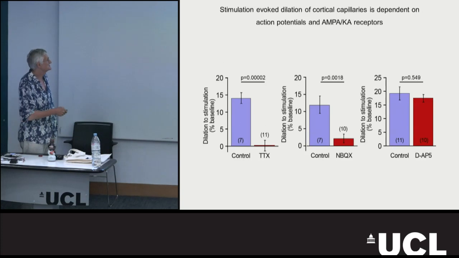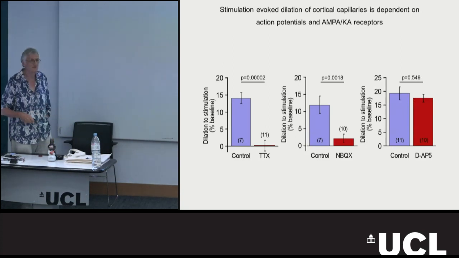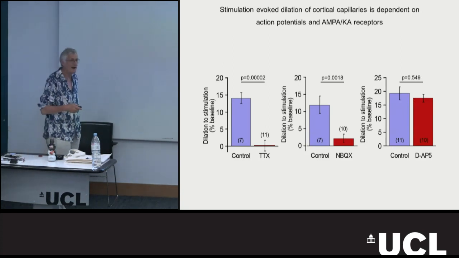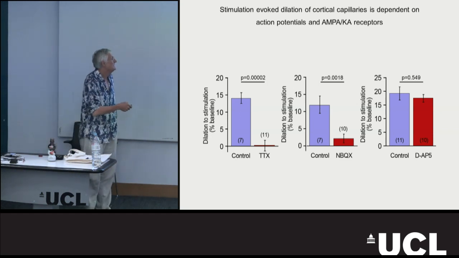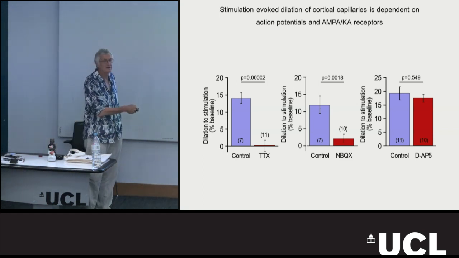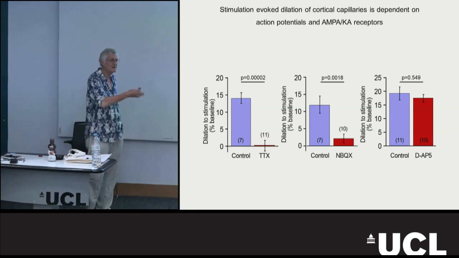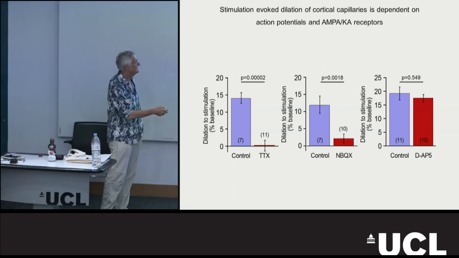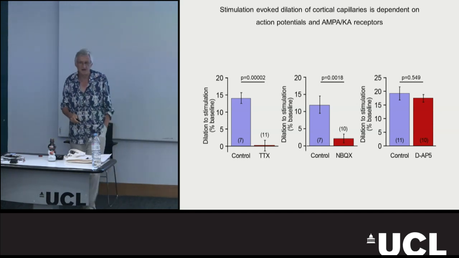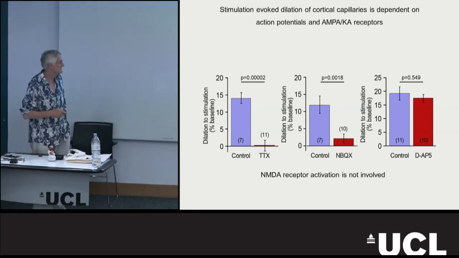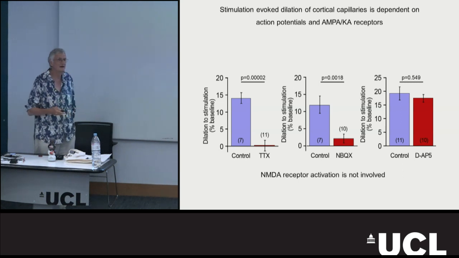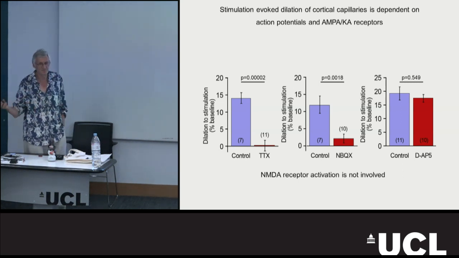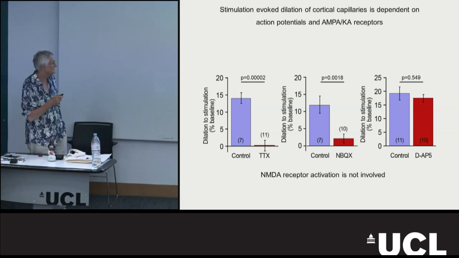So this dilation is blocked if you block action potentials. That's reassuring because that's how we were activating the glutamate release. It's blocked if you block postsynaptic AMPA receptors, so we think something postsynaptic is involved. But surprisingly, it's not affected if you block NMDA receptors. So contrary to many ideas in the field, this does not reflect NMDA receptors producing a postsynaptic calcium rise.